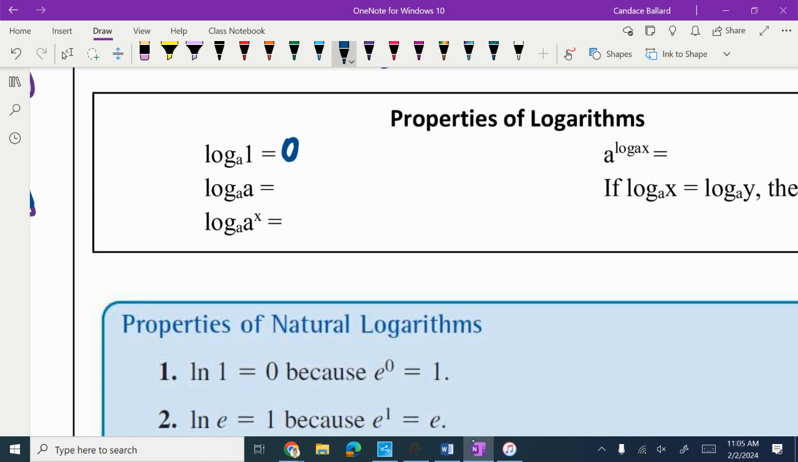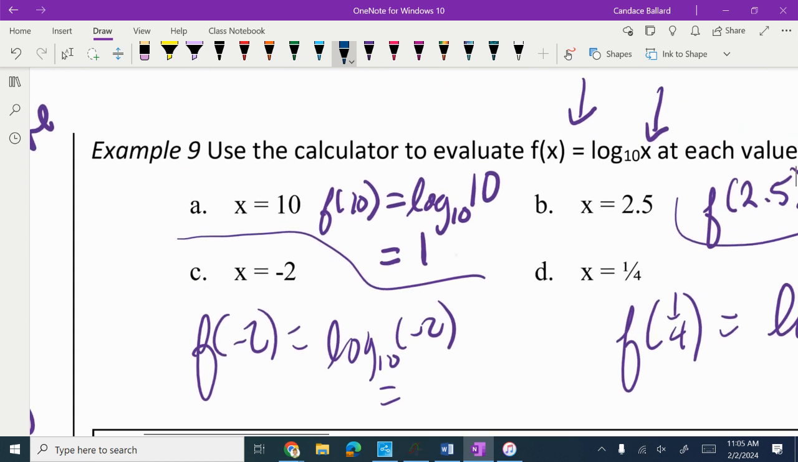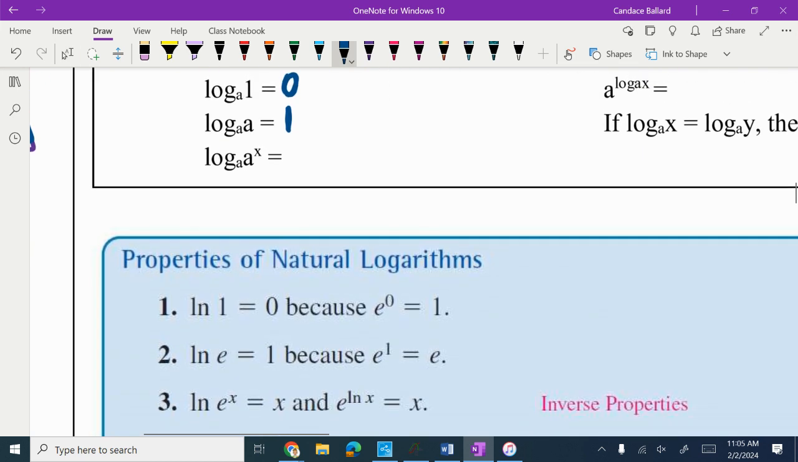When I have log base A of A, that's equal to 1. We actually proved that, didn't we? Look it up here. Log base 10 of 10 equaled 1. So as long as those numbers match, it's equal to 1. Then if we have log base A of x, it's equal to x. Basically, if this and this match, I get whatever the exponent is, because isn't that what happened here? The exponent was 1 on that one.